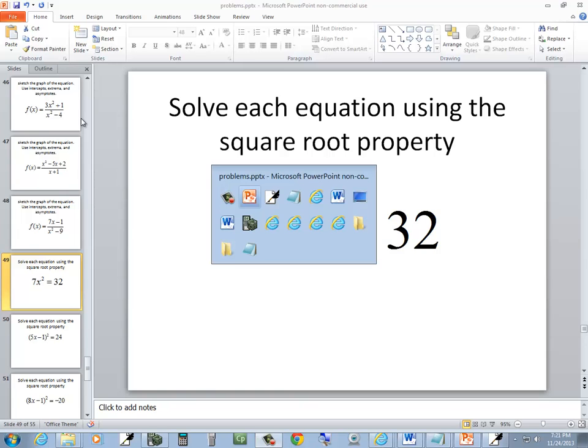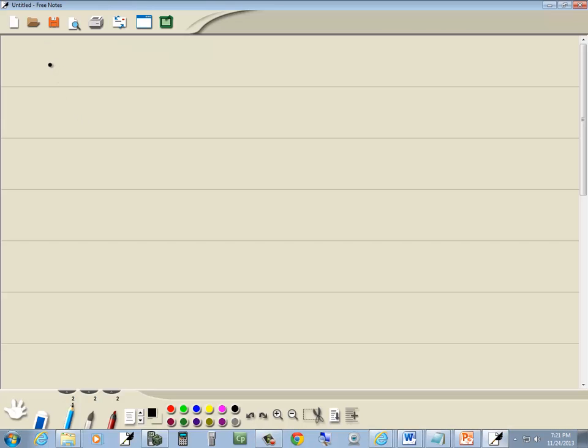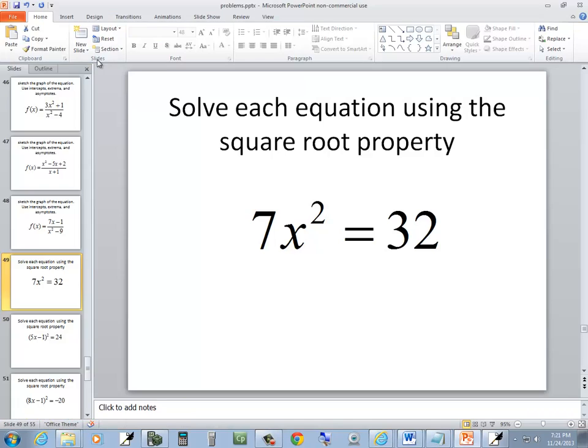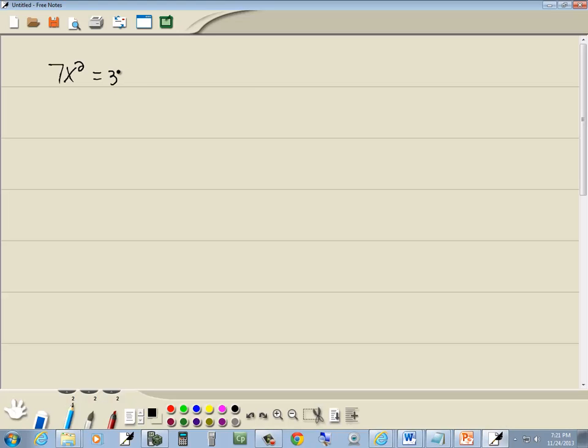Let's take a look at this problem. We got 7x squared is equal to 32, and we'll use the square root property again. Well, for the square root property to work, you have to have the entire side squared. 7 isn't squared, so we need to get rid of that 7. So we're going to divide both sides by 7. Do that, those 7's are going to cancel, and we got x squared is equal to 32 over 7.